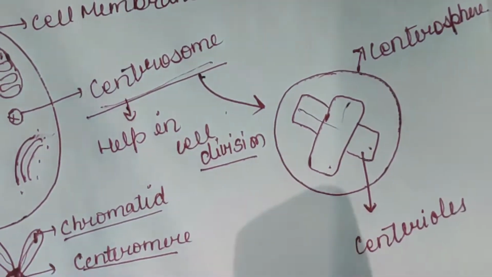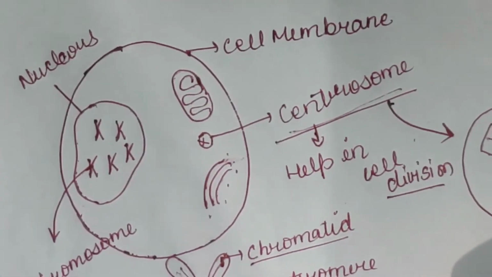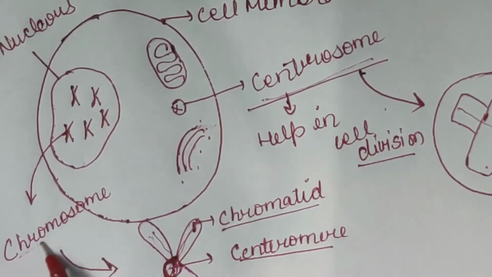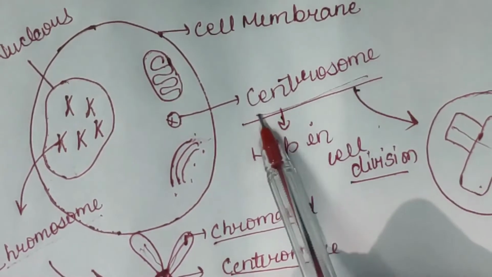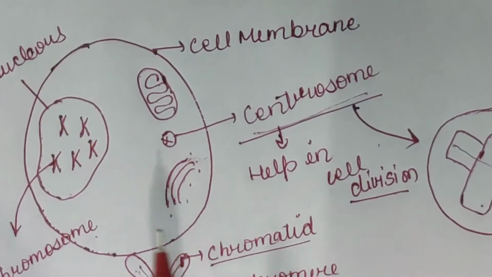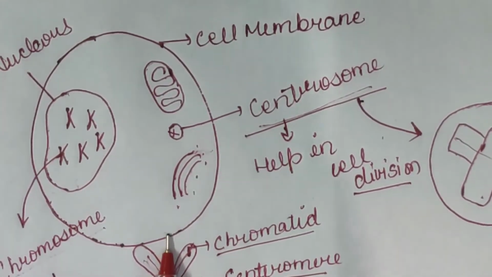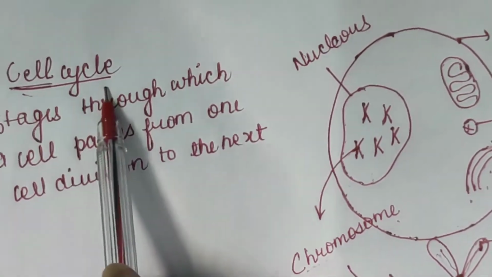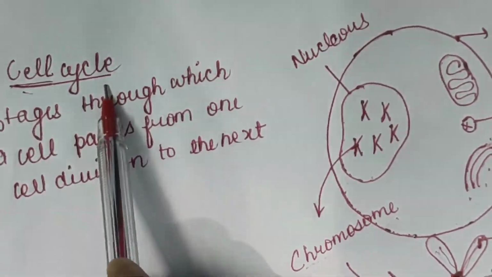So basically, during the time of cell division, the two main structures of a cell, the first one being the chromosome and the other one the centrosome, play a very important role. Now we are going to discuss the different stages of a cell cycle and how a cell is going to be divided.